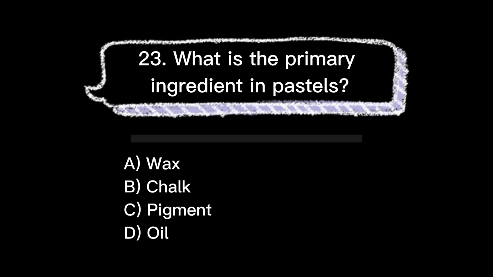Twenty-three. What is the primary ingredient in pastels? A. Wax. B. Chalk. C. Pigment. D. Oil. In 10 seconds, which do you think is the correct answer?